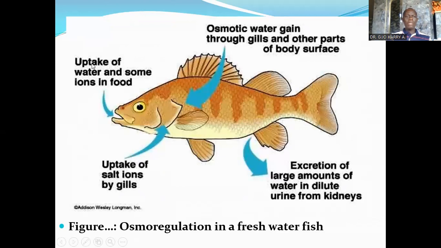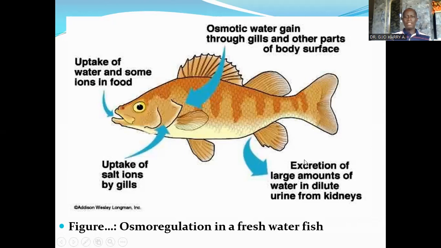Okay. Now, here is uptake of water and some ions. The fish takes in water and ions, and also takes in salt ions by the gills. Then osmotic water gain through gills and other parts of the body surface. Now, water intake increases in freshwater Pisces than that of the saltwater Pisces, the saltwater fishes.